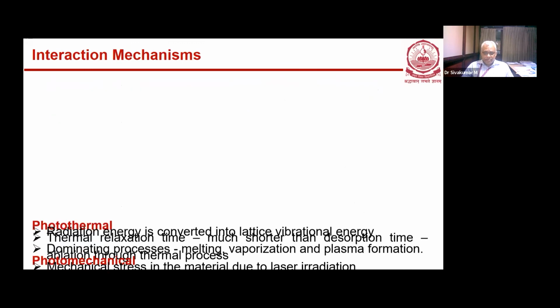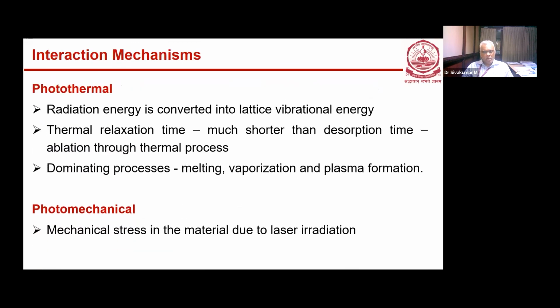All these applications, as I told, depend on how the laser interacts with the material. There are two or three types of interaction. One is photothermal. Photothermal means these laser photons will create some thermal reaction with the materials. When you shine a material with lasers, first it will be heated, and if you increase the power of the laser, then it will go to melting, then fabrication, and then plasma formation. These are the sequence that comes under photothermal.